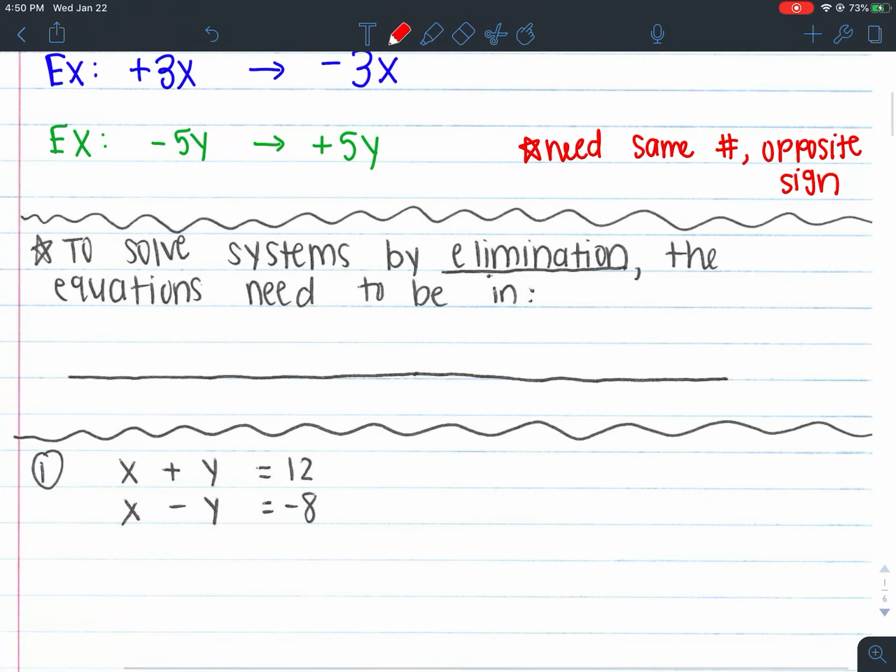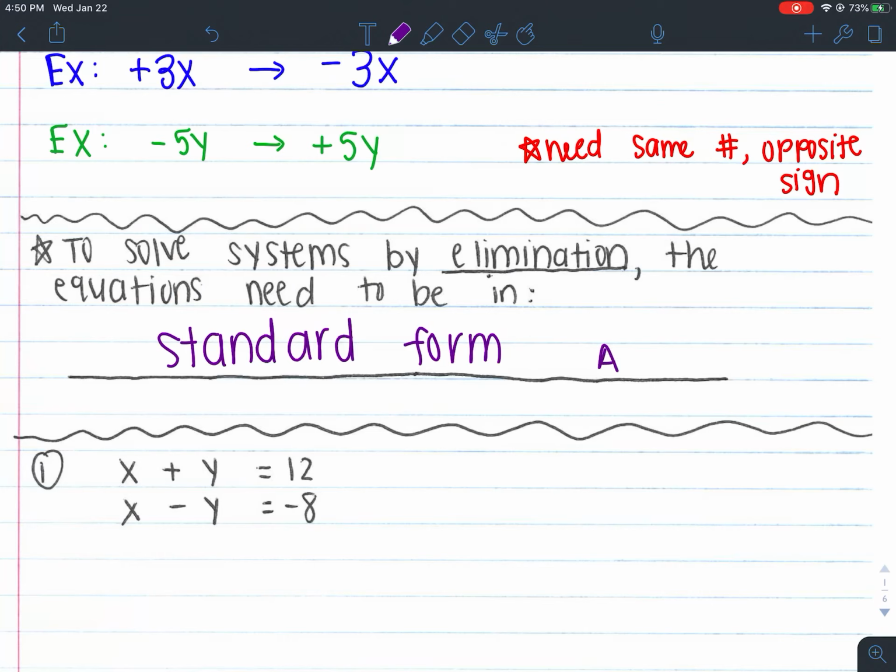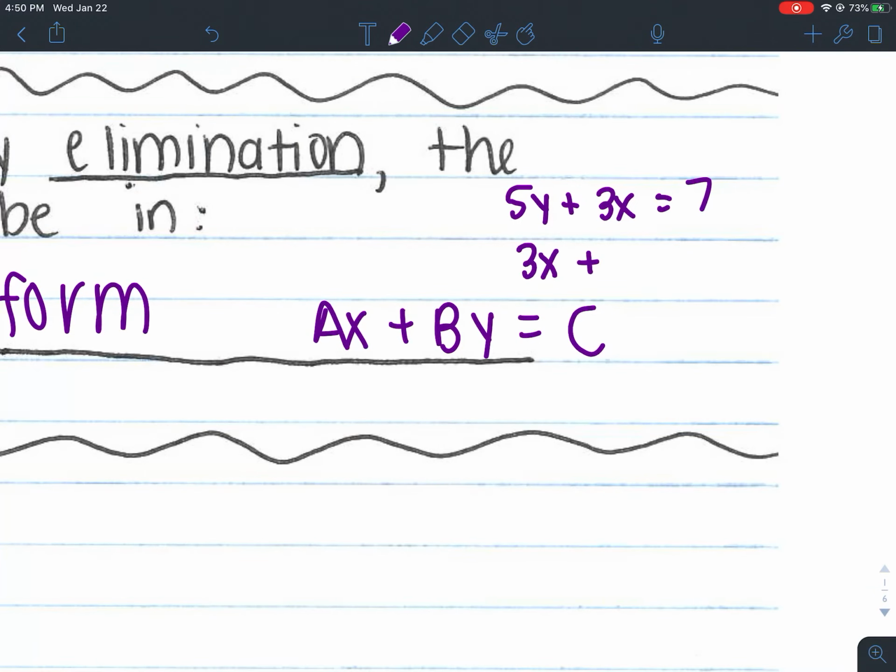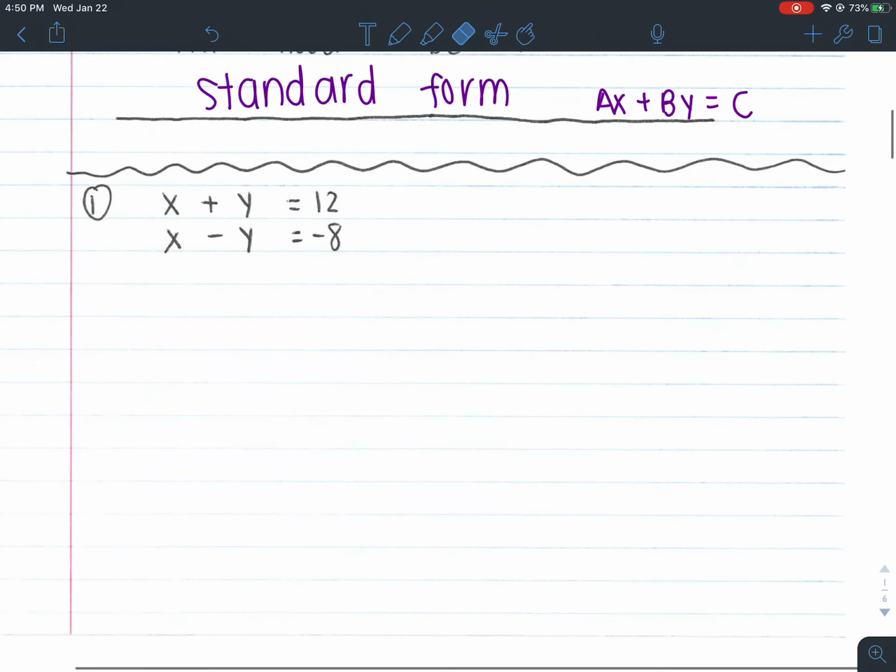Okay, so for elimination, if we want to solve it, the equations need to be in standard form. And no, that doesn't mean we're going to have to do all this math to get it to standard. We just want it to have our x term first, and then our y term, and then the number. So we want ax plus by equals c. We want the x to come first, then the y, then the number. If the y comes first, I want to switch it so that x is in the front. So for example, if I have 5y plus 3x equals 7, I want to switch it around so I have 3x plus 5y equals 7. I want to switch it so that x is in the front. So that's what I mean by standard form. Just keep x in the front.